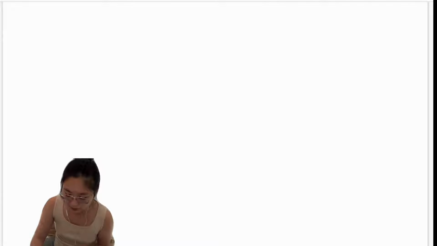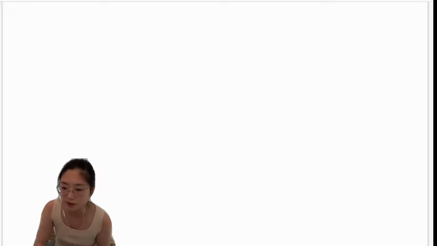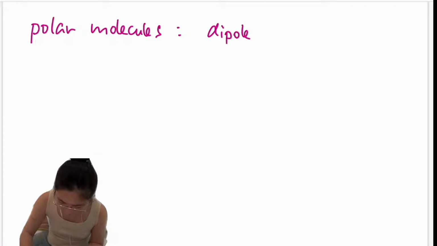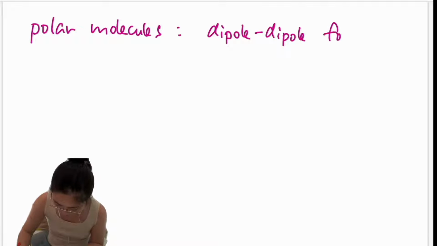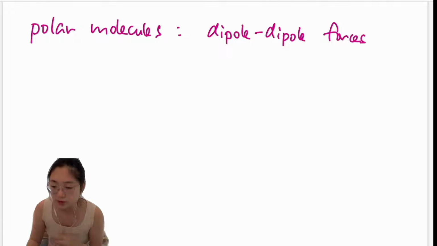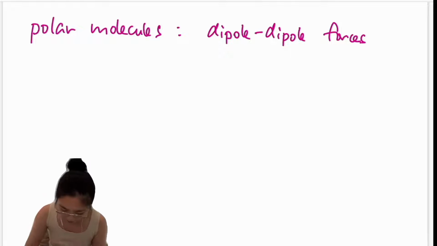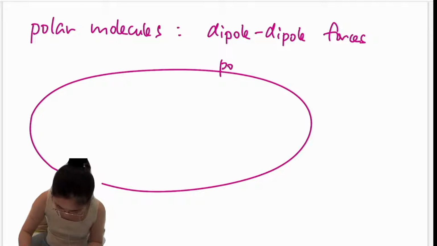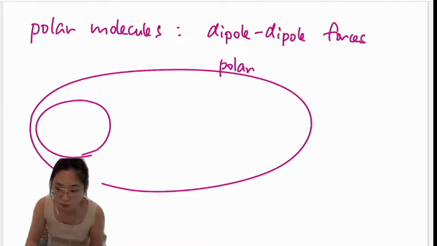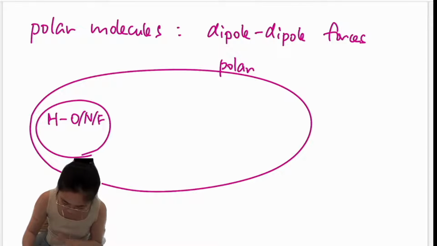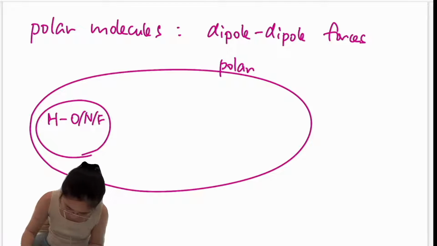And then for dipole-dipole force, that's pretty easy. Any polar molecule, all polar molecules have the dipole-dipole force or dipole-dipole attraction. And out of these polar molecules, those extremely polar molecules, which means the molecule that has a hydrogen bonded to an oxygen or nitrogen or fluorine. So out of all of these polar molecules, some of them are a little bit more polar than the others. Hydrogen bonding to oxygen or nitrogen or fluorine. These have both dipole-dipole force and the hydrogen bonding.